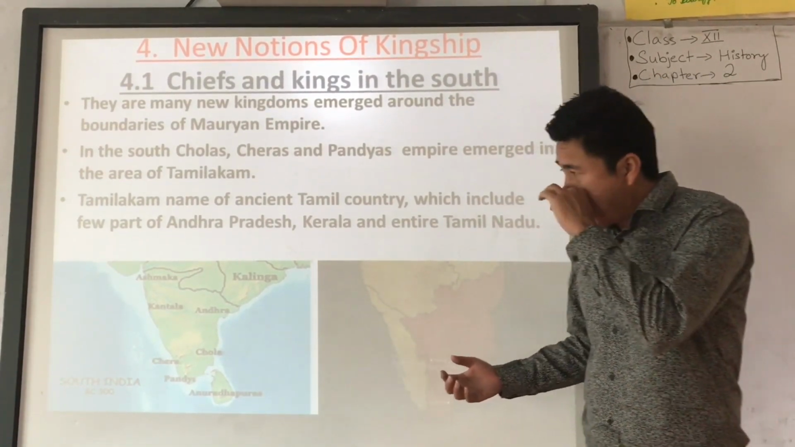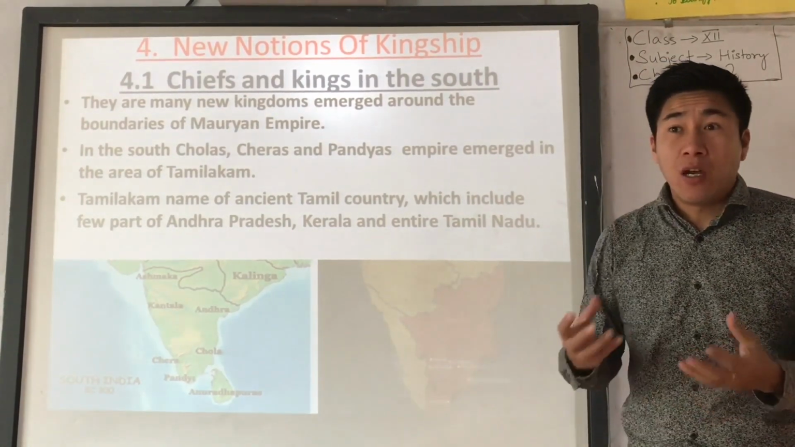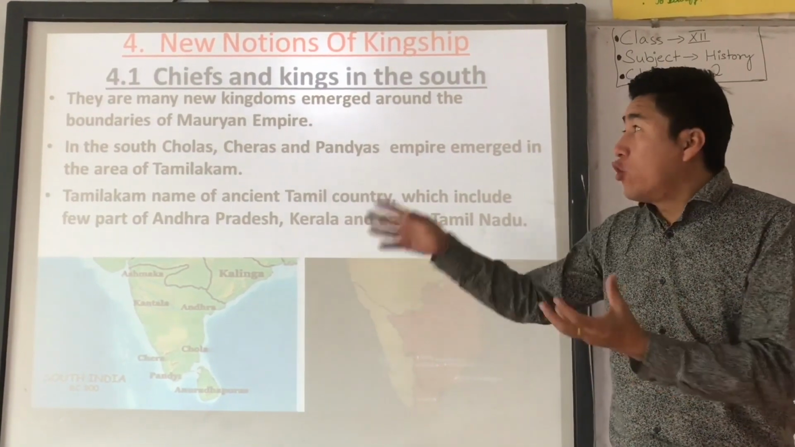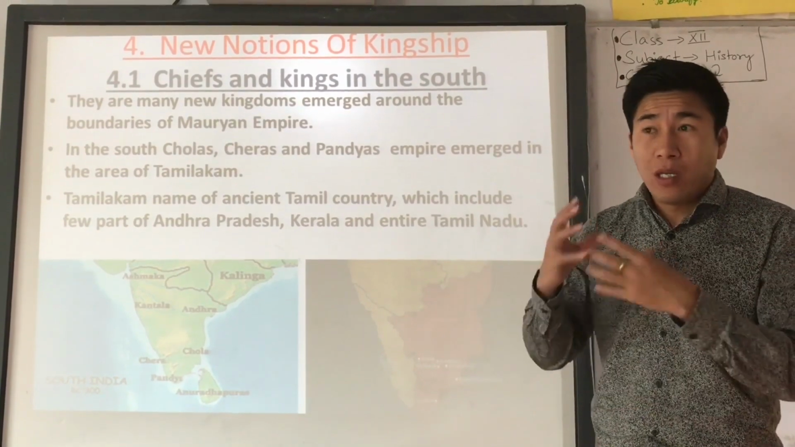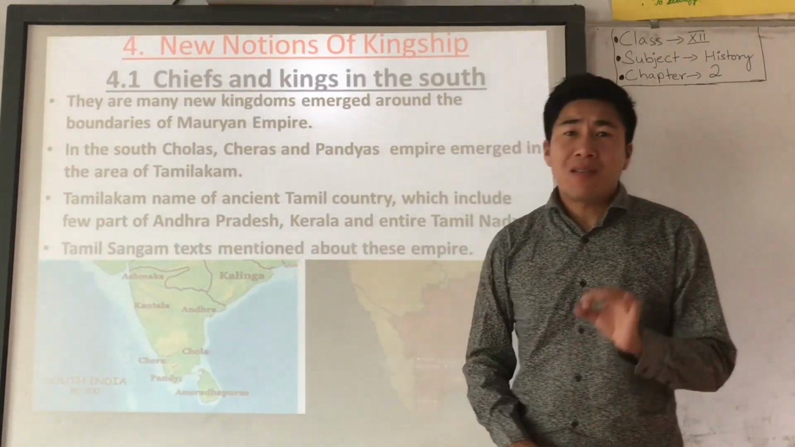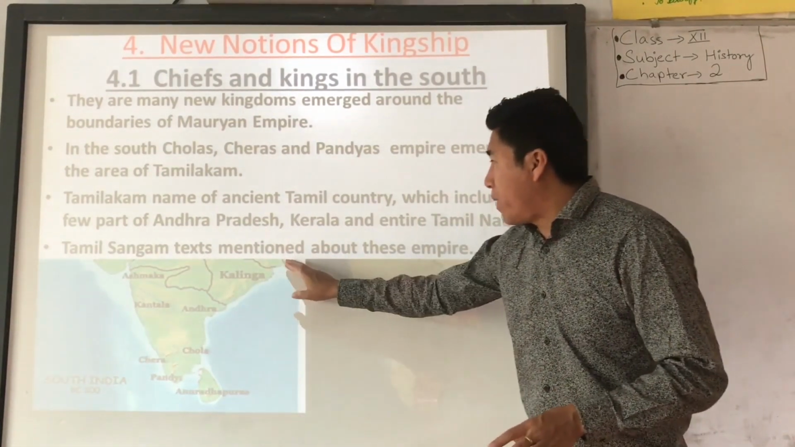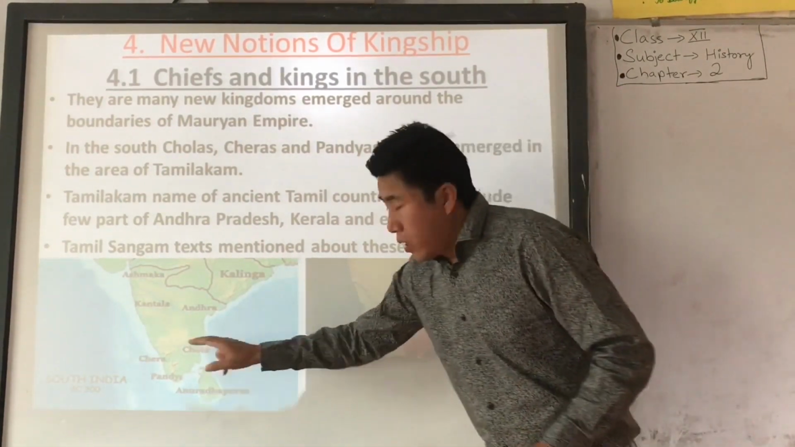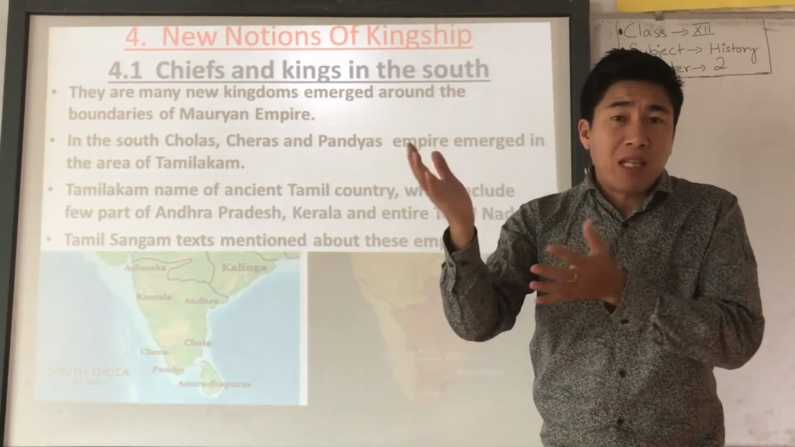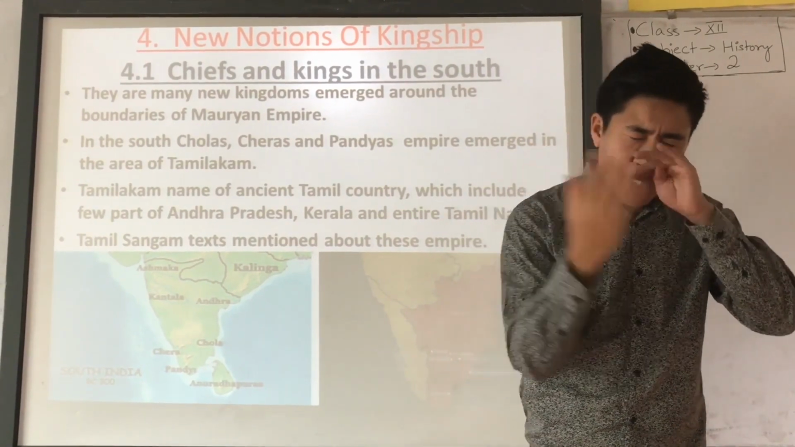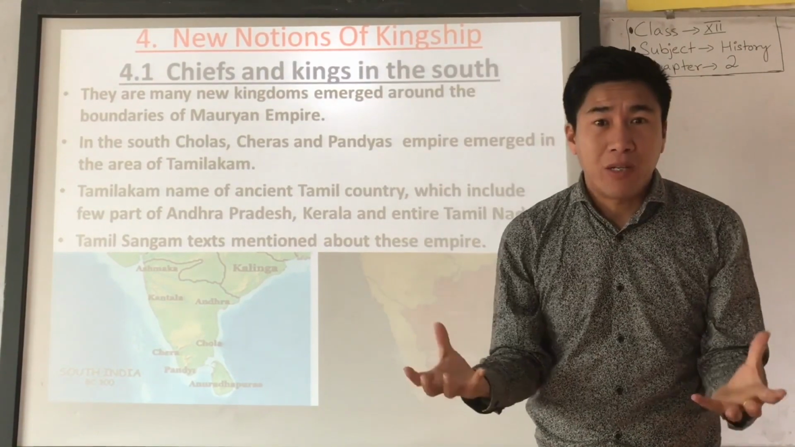Understood? So now the question here is how do we get this information? From which source do we know about the southern kingdoms of that time? During the ancient period, there were texts known as Tamil Sangam literature, which mention these states. In the north, if you remember, we have the Dharmashastras, Sutras, Manusmriti, Rig Veda, and the Buddhist and Jain texts, which help us reconstruct the history of the northern area during that time.